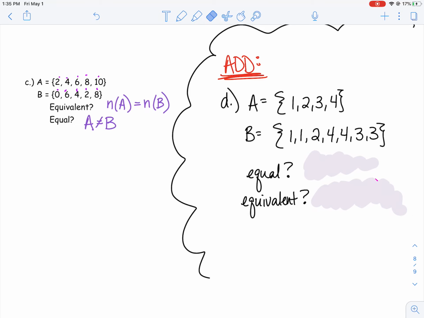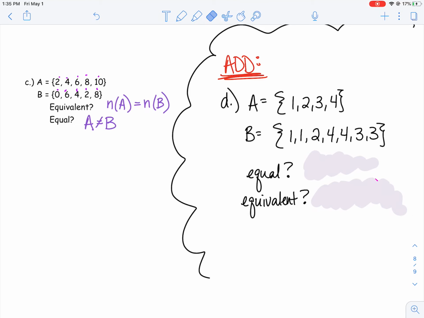I want you to add one more to your notes. I want you to add D. I want you to say that set A is 1, 2, 3, and 4, and set B is 1, 1, 2, 4, 4, 3, 3. And then I want you to answer 2 different questions. I want to know if you think these 2 sets are equivalent, and if they're equal. Write that down, pause the video, and answer the 2 questions for me. Is set A equivalent to B, and is set A equal to B?